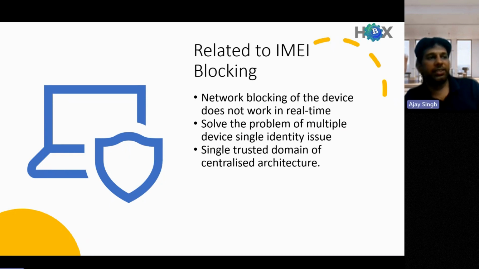Another important aspect is a problem: you as a user can have multiple devices associated with you.